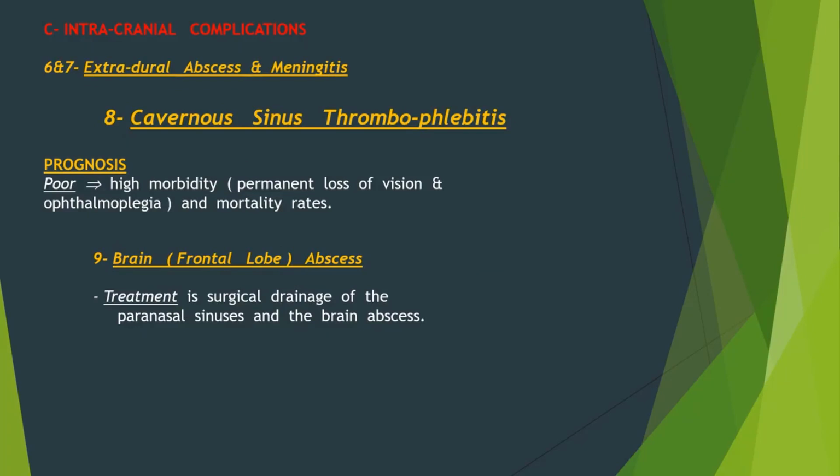Intracranial complications, we will find extradural abscess, meningitis, cavernous sinus thrombophlebitis. As I told you, it has a very bad prognosis with high morbidity and mortality rates. Also, we can have brain frontal lobe abscess, which is treated by surgical drainage of the paranasal sinus and the brain abscess.